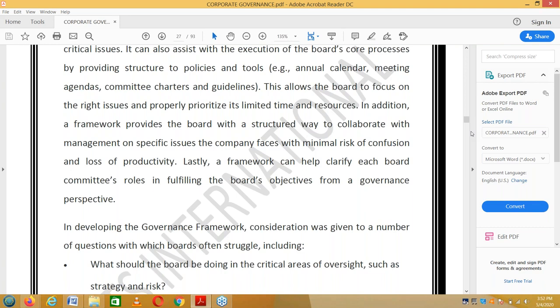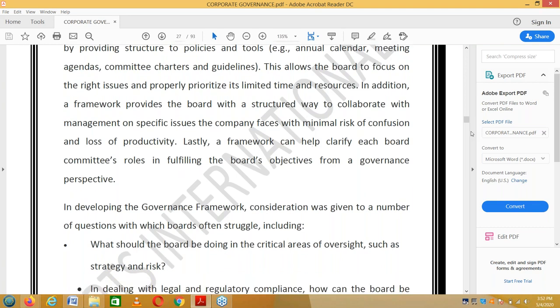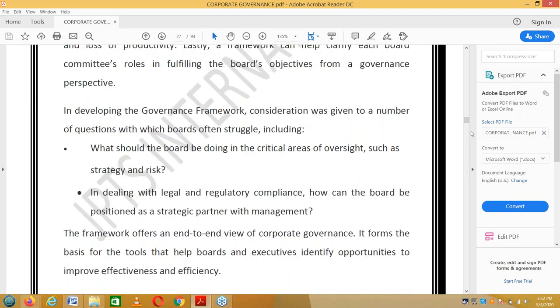In developing the governance framework, consideration was given to a number of questions with which boards often struggle, including what should the board be doing in the critical areas of oversight, such as strategy and risks. In dealing with legal and regulatory compliance, how can the board be positioned as a strategic partner with management? All these are questions that board management struggle with. What should the board be doing in critical areas of oversight, such as strategy and risks? That's the essence of the framework.